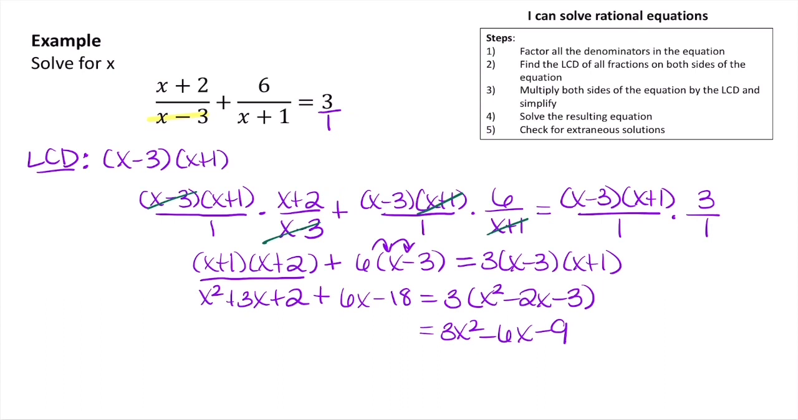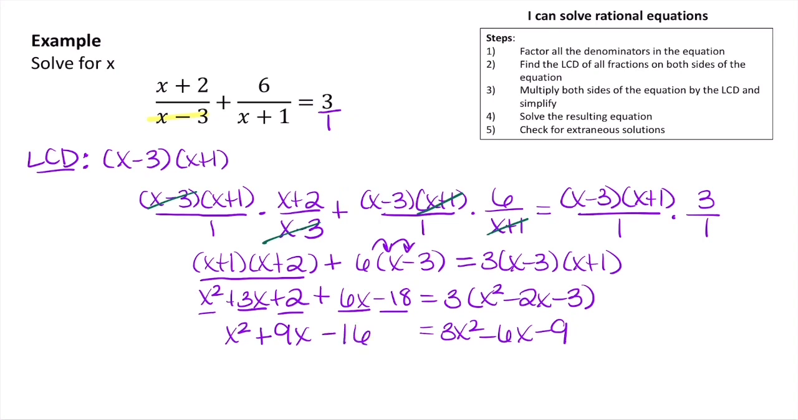Now let's look at the left side. I'm going to look for my like terms and combine them to simplify. So I have an x squared, so I'm just going to write x squared. Then I have plus, well, I have a 3x and a 6x, so that combines to 9x. And then I have a 2 and a minus 18, so 2 minus 18 is going to give me minus 16.